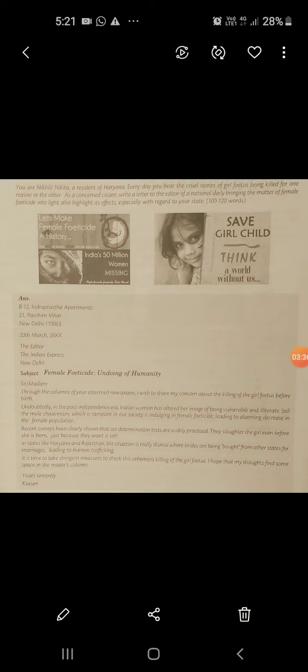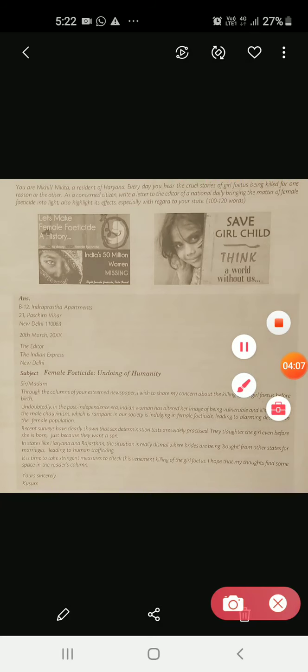See children, we have our first sample letter here. Let's read the question first. You are Nikhil Nikita, a resident of Haryana. Every day you hear the cruel stories of girl fetus being killed for one reason or the other. As a concerned citizen, write a letter to the editor of a National Daily, bringing the matter of female feticide into light. Also highlight its effects, especially with regard to your state.